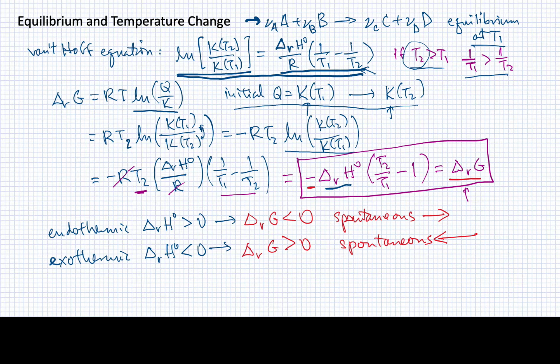I'm now favoring the reactants. So in effect, what we're saying here is that for an endothermic case, we're going to favor products by increasing the temperature. For an exothermic case, we're going to favor reactants. Now let's see what this looks like if we were to draw it out diagrammatically.